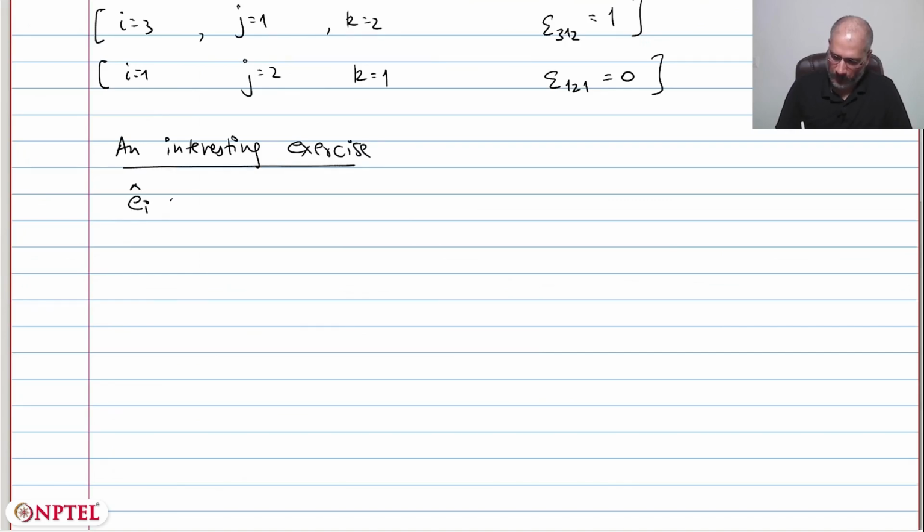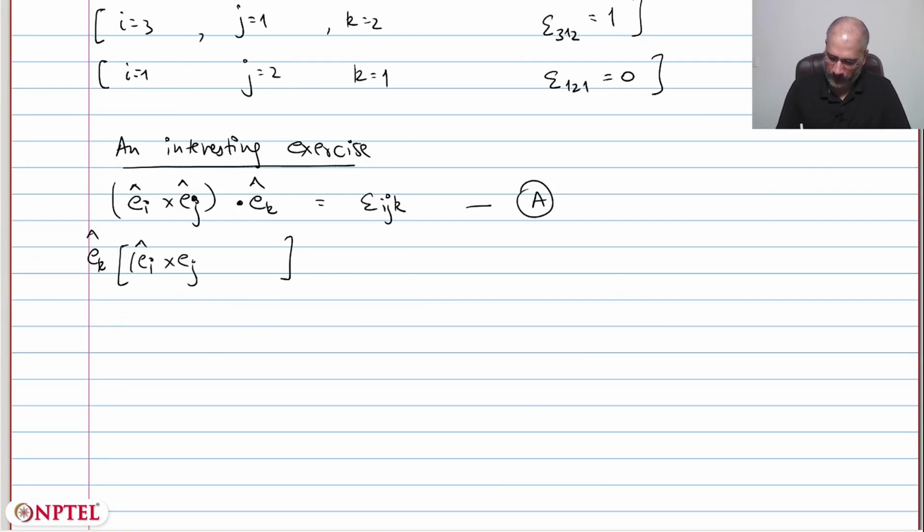So e_i cross e_j dotted with e_k is equal to epsilon_ijk. I've just rewritten A here again. So you multiply both sides with an e_k. The left hand side in expression A is actually a scalar, and so is the right hand side, right? So we can multiply a scalar with a vector. So I will multiply this whole thing with e_k. That will become epsilon_ijk times e_k.